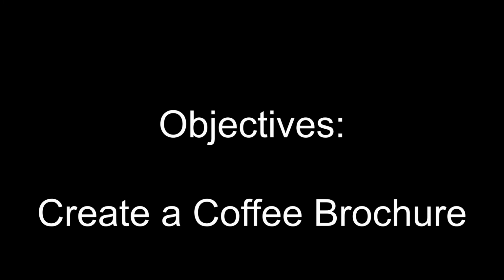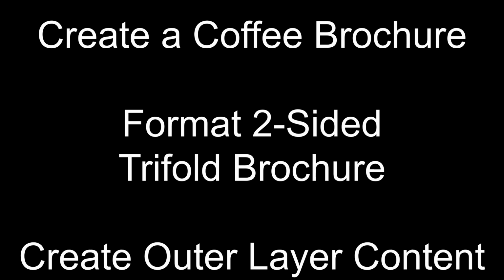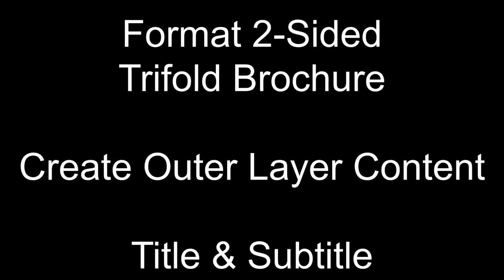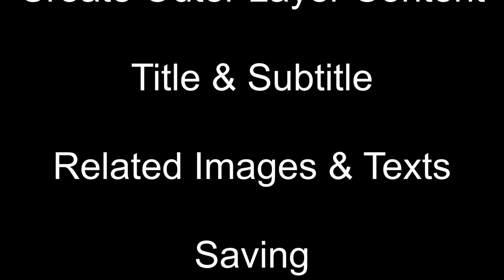Today we will be looking at Microsoft Publisher 2016 Brochures. Our objectives for today are to create a coffee brochure. We will format a two-sided trifold brochure. We will create the outer content of the brochure, add a title and subtitle, insert images and texts that are related to the topic. And finally, we will save our document.